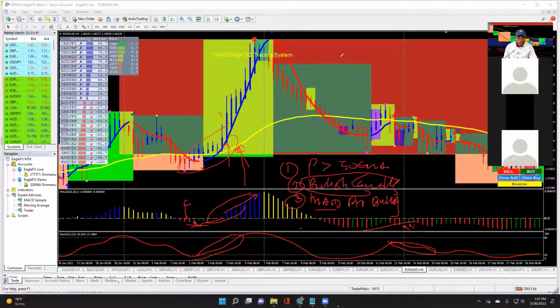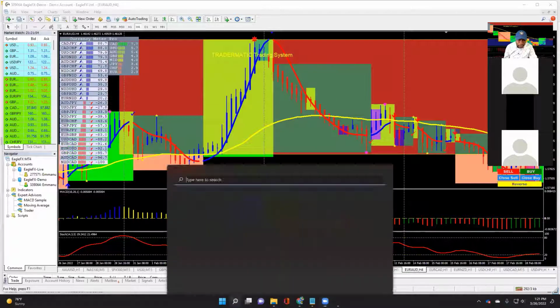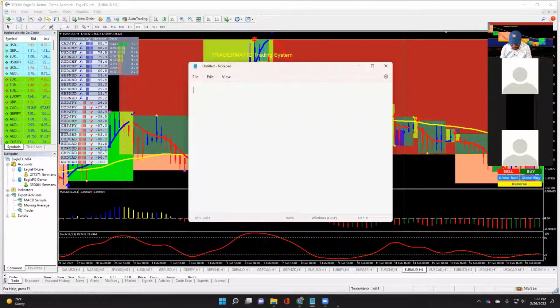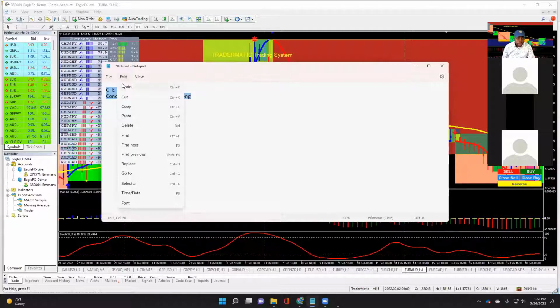Let me take, okay, number one. Yeah, let's use this. So we have CEST. So we're talking about condition to buy. In Forex, we call it to go long. Let me increase the font size. Can you guys see my screen very well?